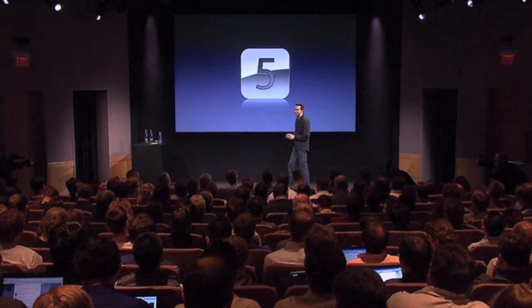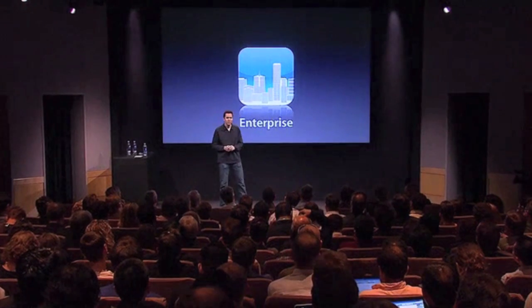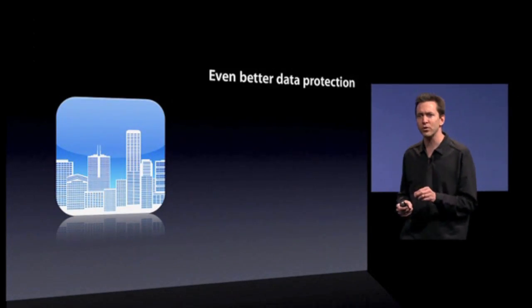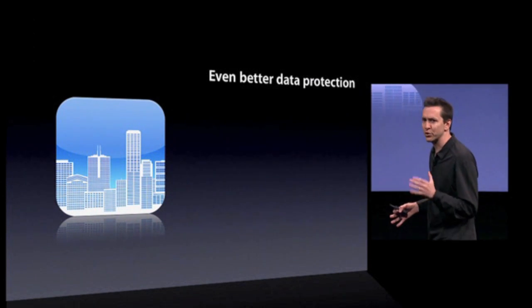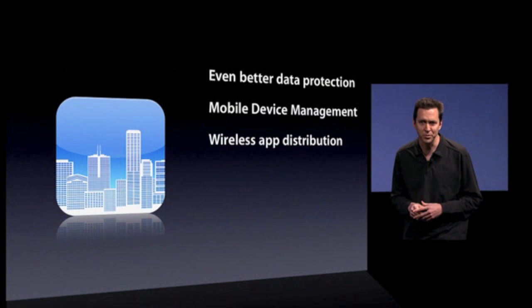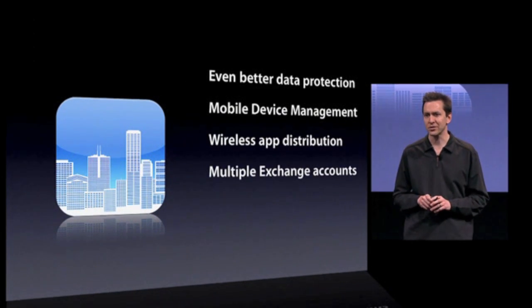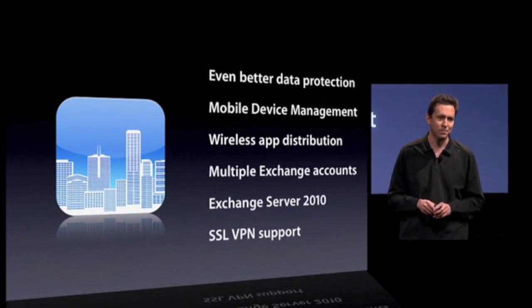All right, so our 5th tentpole are some great features for enterprise. So now, in iPhone OS 4, we will encrypt all of your email, including all the attachments, with your PIN code, mobile device management, wireless app distribution, multiple Exchange accounts, Exchange Server 2010, SSL VPN.